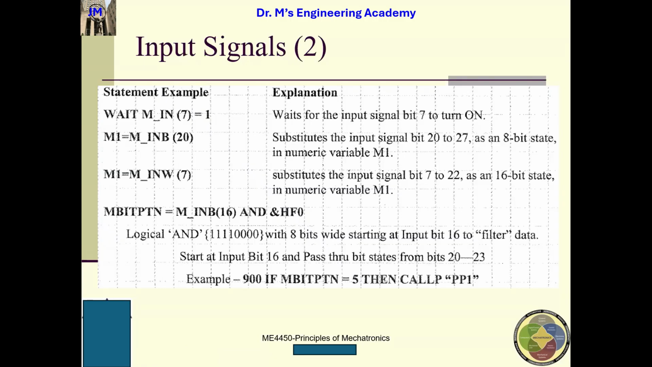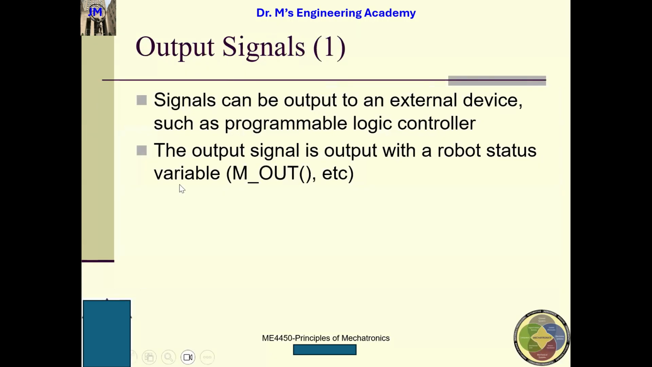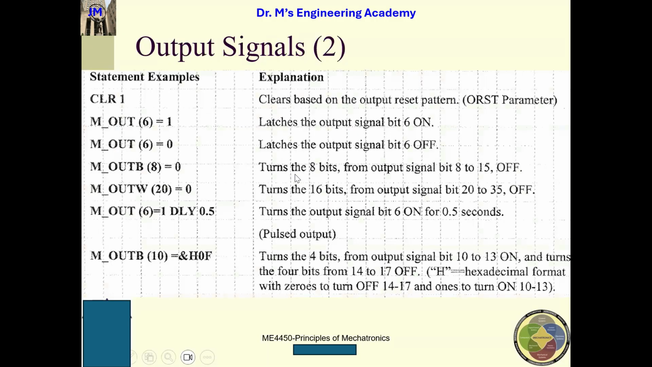And then this is the output. Output means that you can just turn on the output to control something. Very similar to the input, but this is output. So this one is for a single bit. You can see here, same thing, this is a single bit. So this is for byte. It's for word.